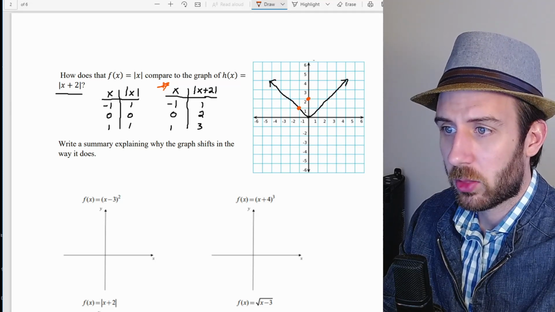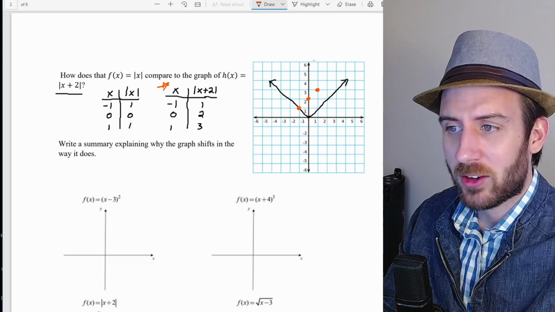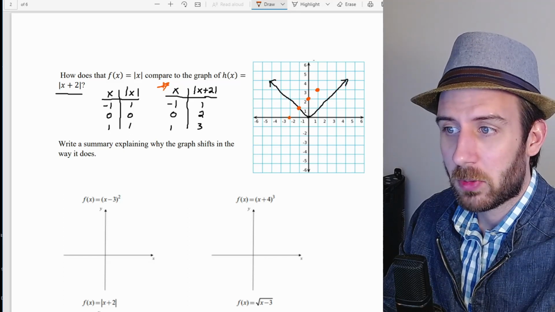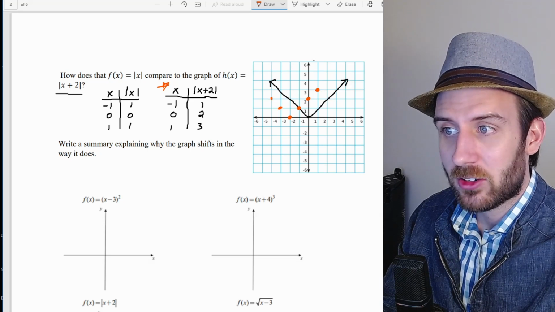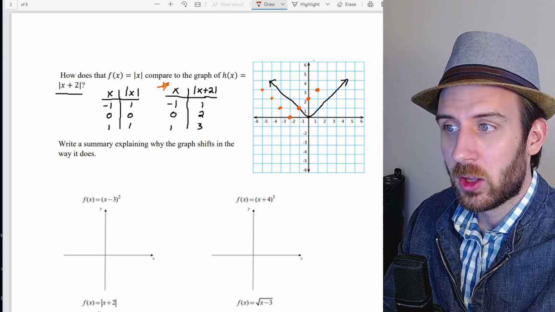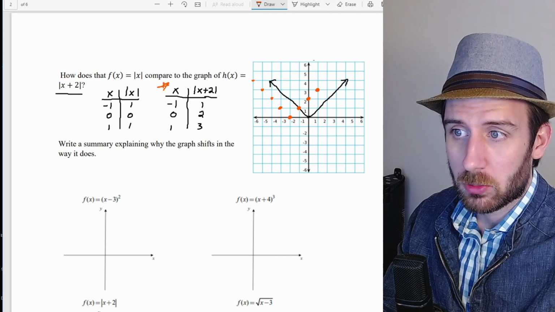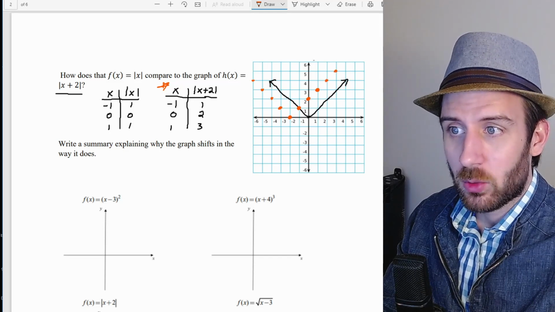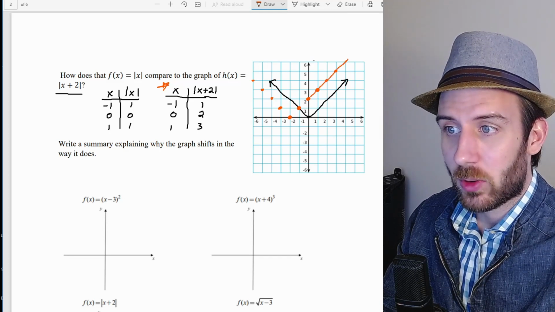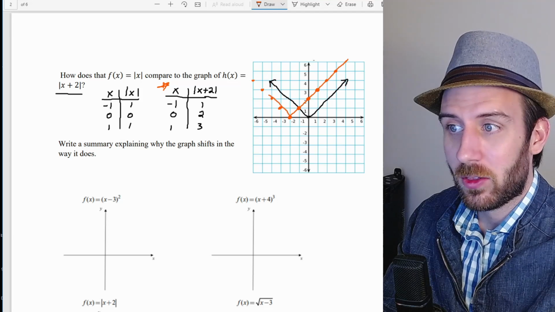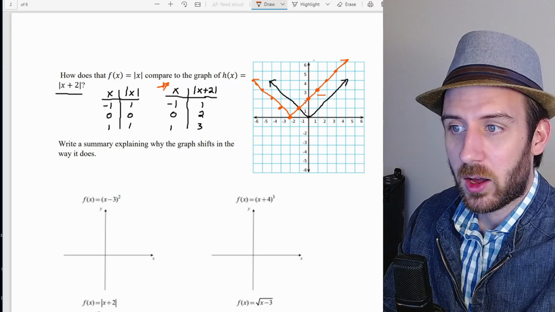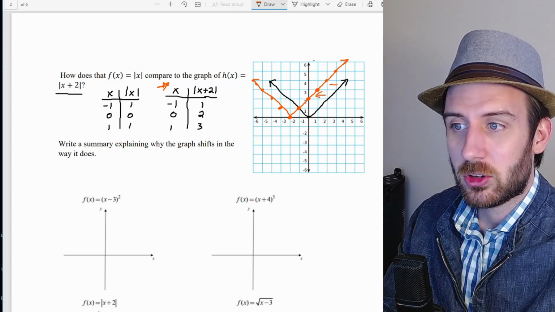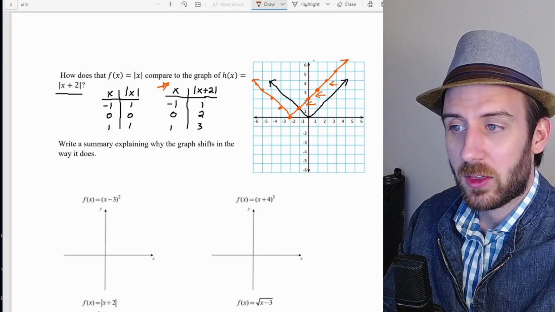1 corresponds with 3. And if you actually work backwards, -2 would correspond with 0, -3 would correspond with 1. And so by adding 2 inside of the argument, inside of that absolute value, we've actually taken the entire graph and shifted it 2 to the left. And this feels, again, very odd. Why is it that adding 2 causes everything to shift to the left?